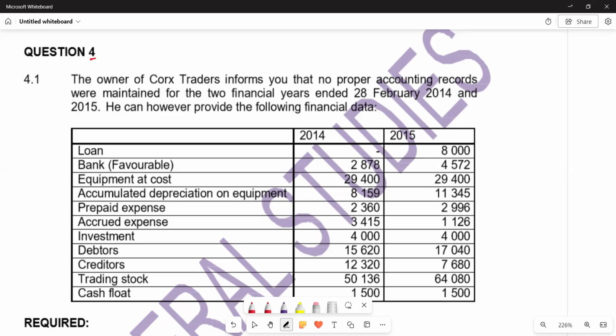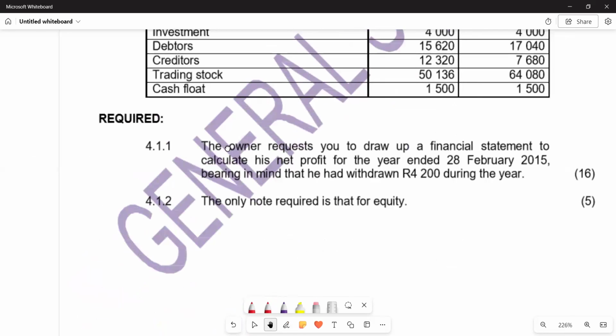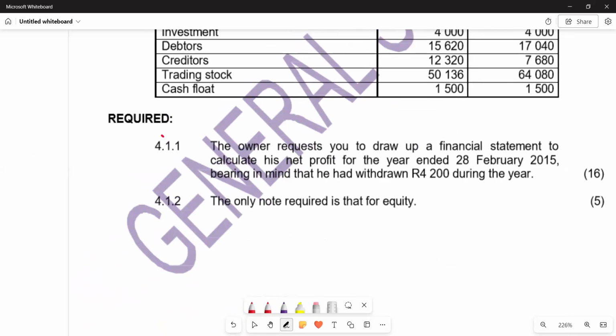So we've got the financial data that we are given. We've got a column for 2014 and a column for 2015. Beneath that, we don't have any additional information, so we go straight to the question. The part we want to look at is 4.1.1, where the owner requests you to draw up a financial statement. The financial statement being referred to is the balance sheet.